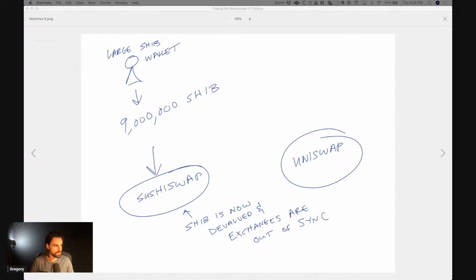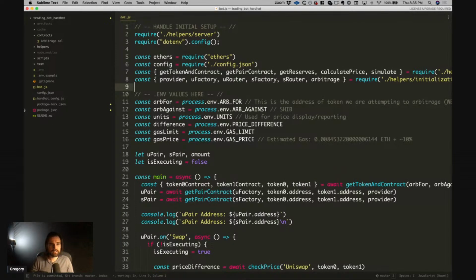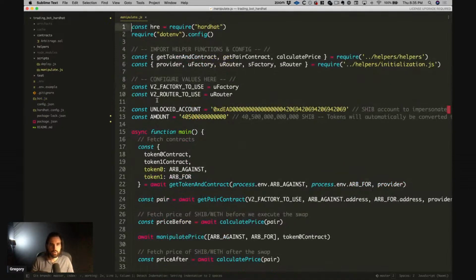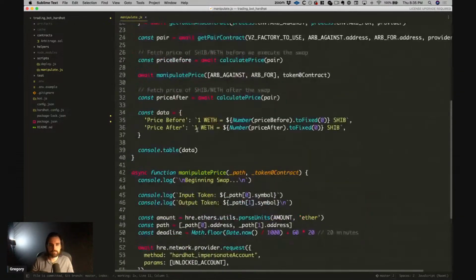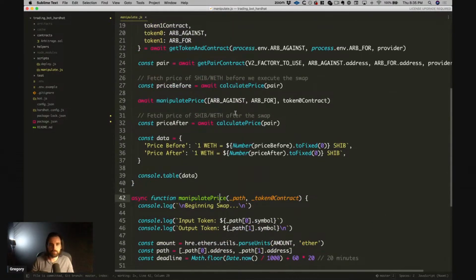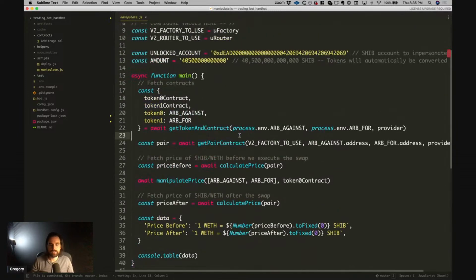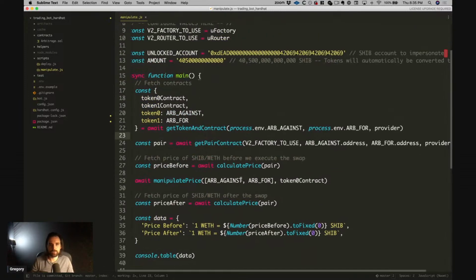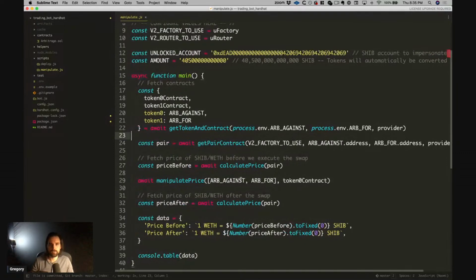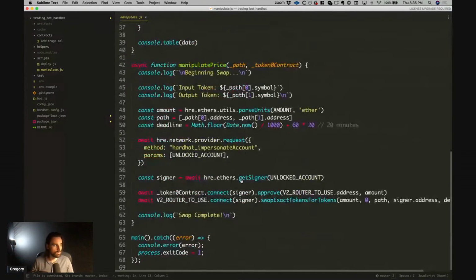Okay. So inside of our project here, we have a script, which I'll go through in a minute, which basically unlocks the account and then does this massive trade, which is going to dump all these Shiba Inu tokens, and it's going to manipulate the cryptocurrency price and cause the price discrepancy to happen.